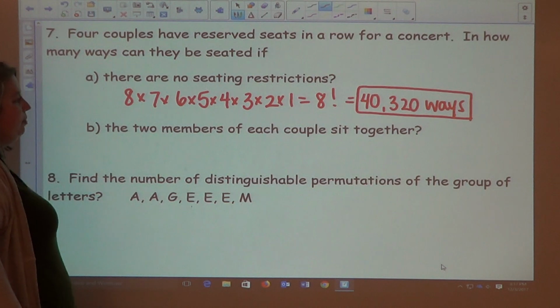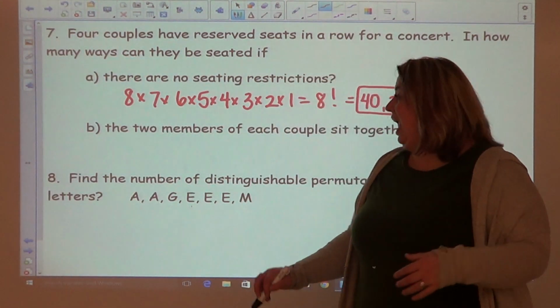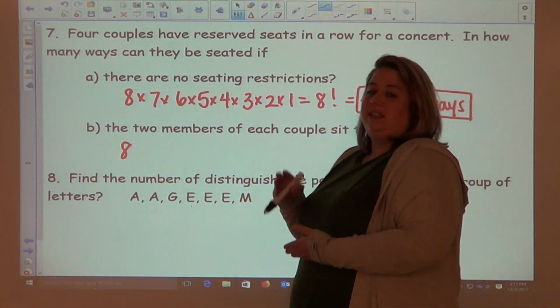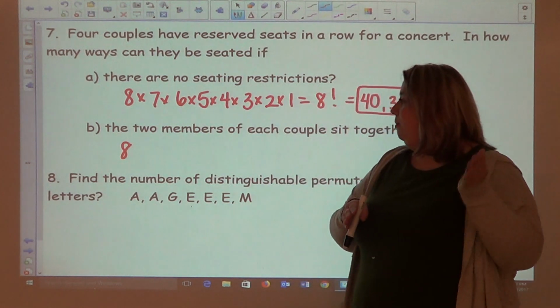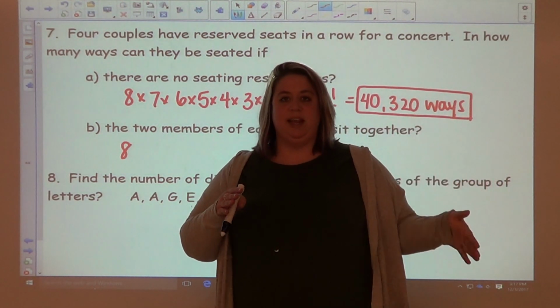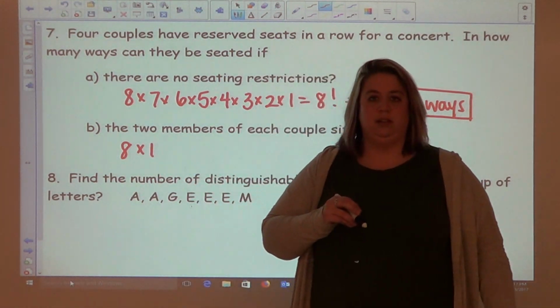Okay, if the 2 members of each couple want to sit together, there's still 8 people that can pick the first seat. If I sit down, that means whoever my partner is, my couple, which would be Zach for me, would have to sit next to me. That means there's only 1 person that can sit in that seat.